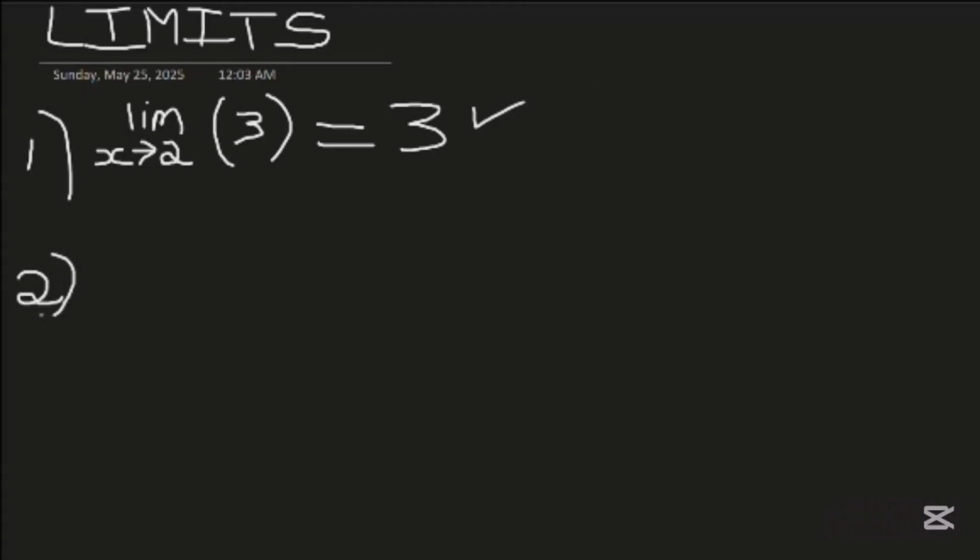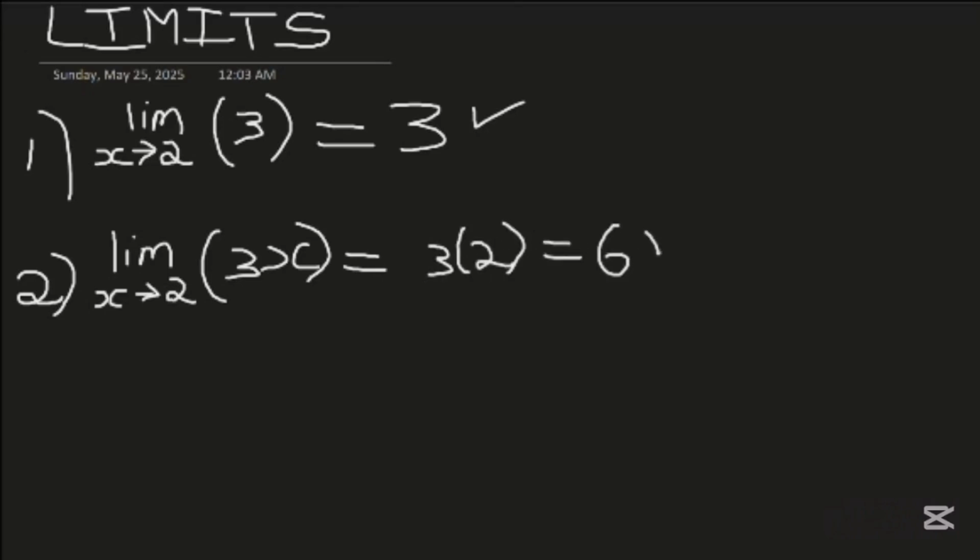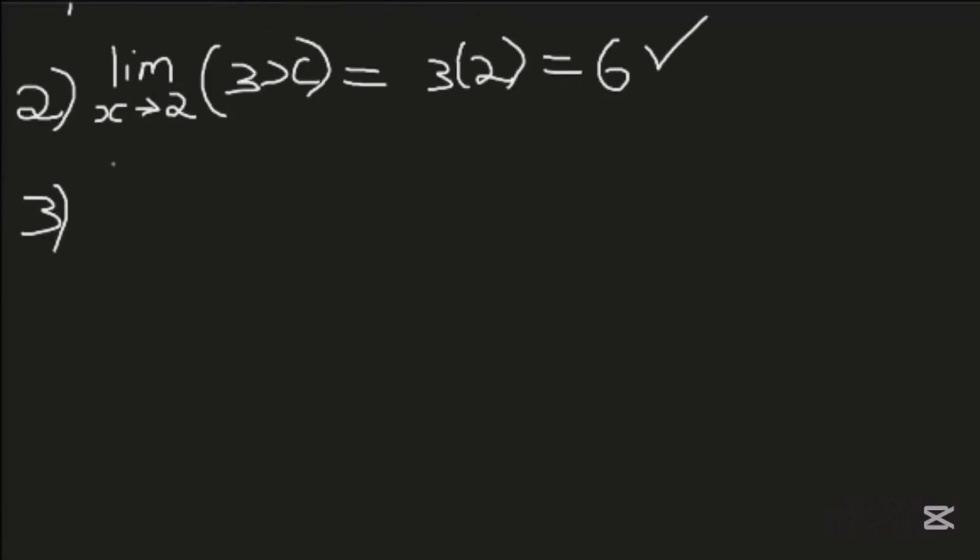For the second example, we have the limit as x approaches 2 of the function 3x. Since we are determining the limit at that point, we can substitute x with 2 and find that this limit equates to 6. The third example is the limit as x approaches 2 of the function 5x squared.